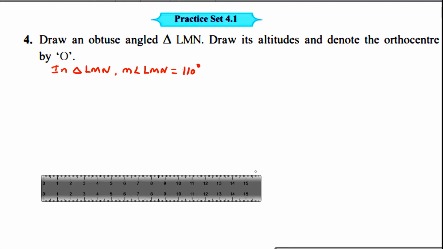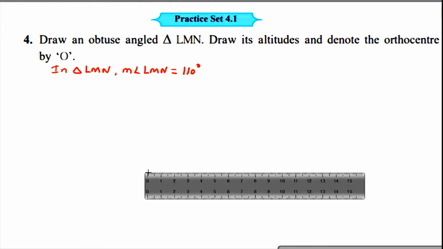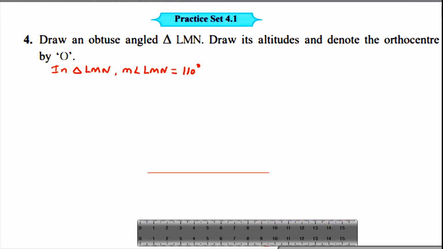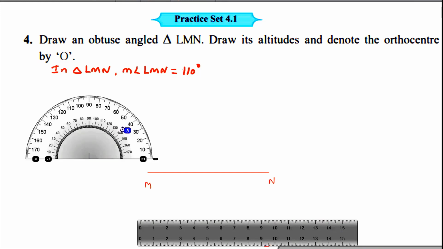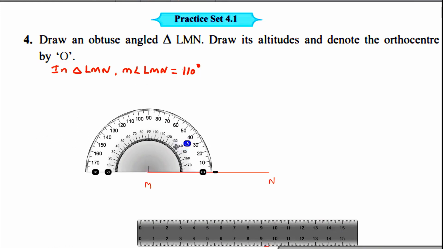Let segment MN be the base of the triangle LMN. First draw the segment MN with a convenient length, 9 cm. Name the segment MN. Draw the angle of 110 degrees at point M.